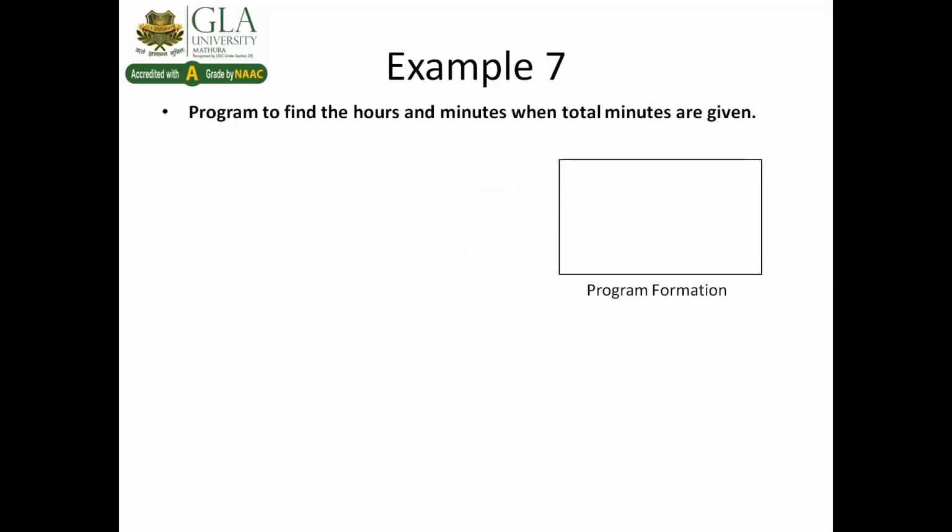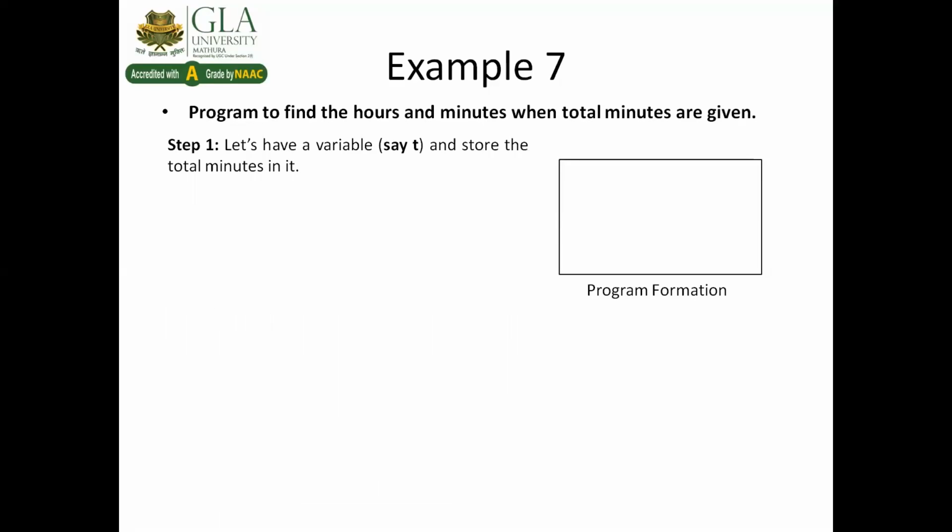So it's not very difficult if you understand the operators that we are using. Then this program is just the reverse of the previous program. It finds the hours and minutes when the total minutes are given. It is quite challenging to find out the hours and minutes when the total minutes are given. So I will be using the logic that I will be dividing the total minutes by 60, and whatever quotient I'm getting will be the total hours, and whatever remainder I'm getting will be the total minutes.